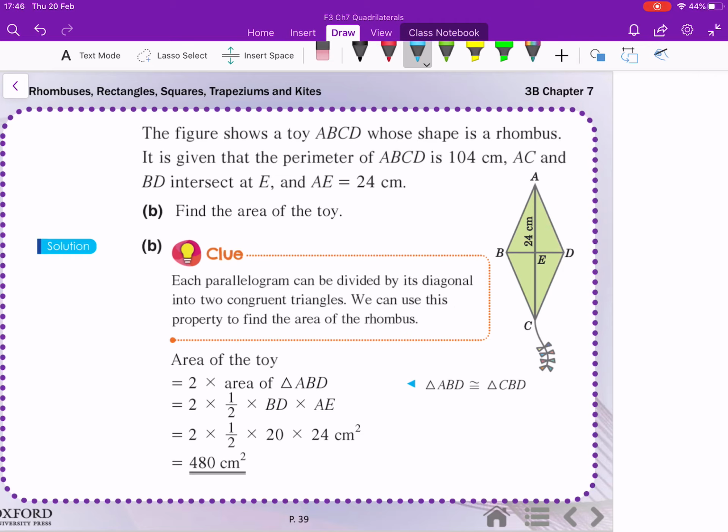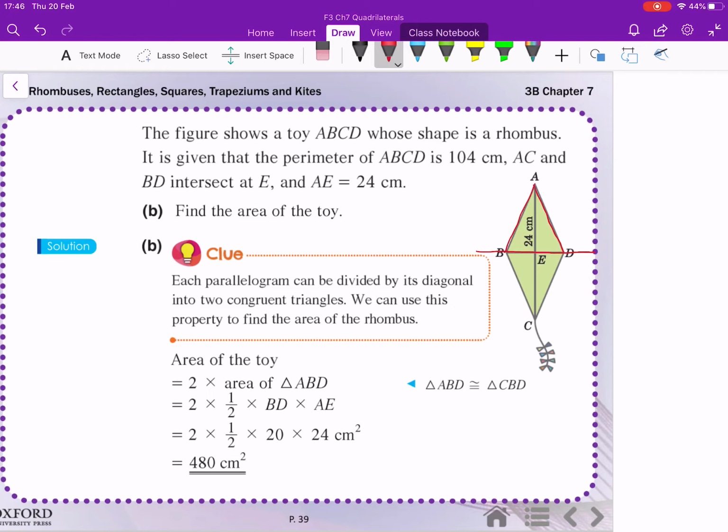Find the area of the toy. We don't have a general formula for the area of the rhombus, but actually you can cut it into two triangles. Cut into two triangles and focus on the upper one.